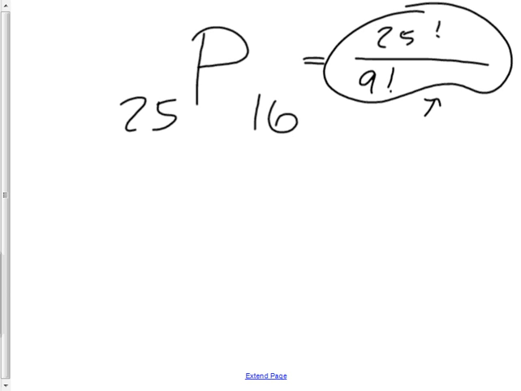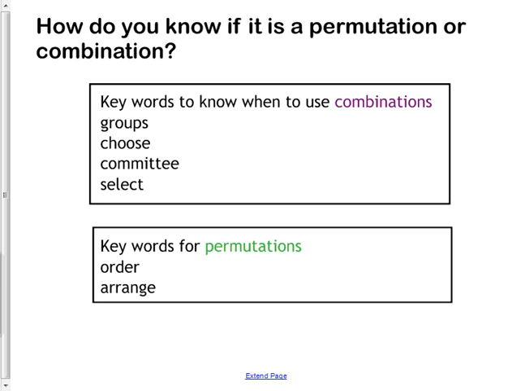My point is just that with arrangements, when they say I'm going to arrange something, does order matter? Yes. Arranging it implies rearranging it, and that means the order matters. Okay, so that's P. All right, let's move on to this kind of question.